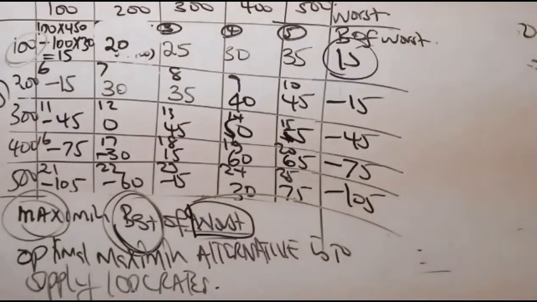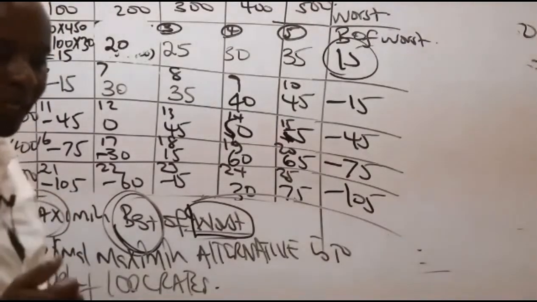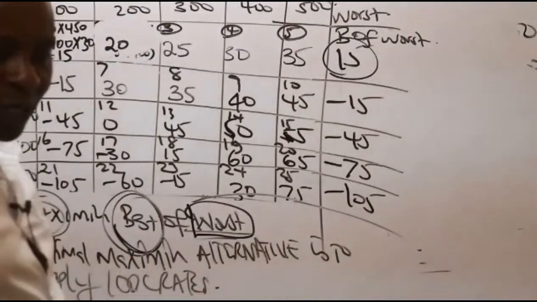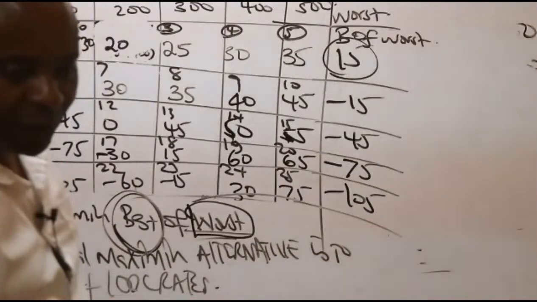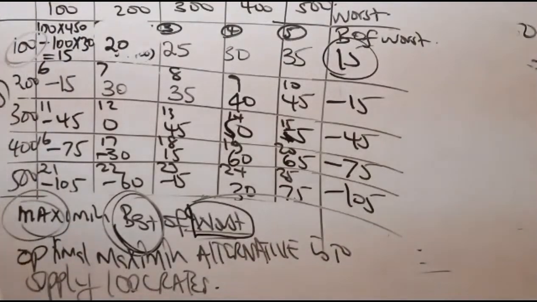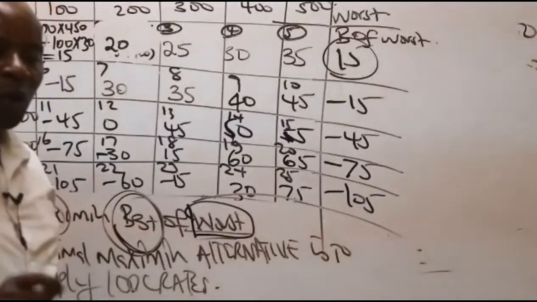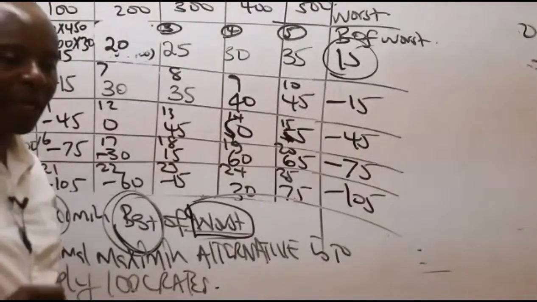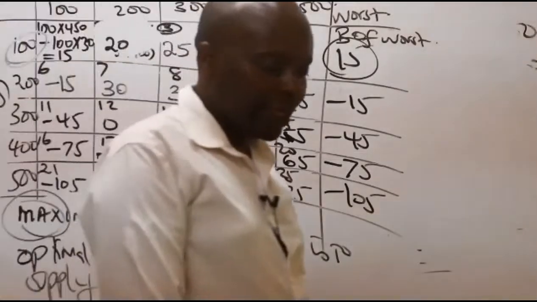Now, although they never asked us this, what if they wanted us to give them the best on the basis of EMV, expected monetary value? Expected monetary value, what would we have done? Of course, we would have needed probabilities.